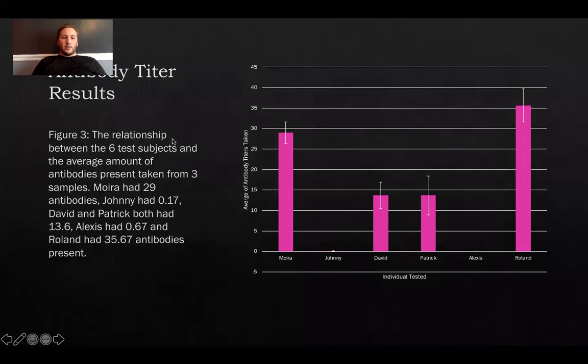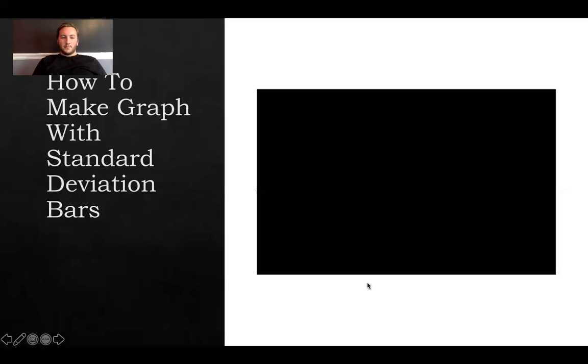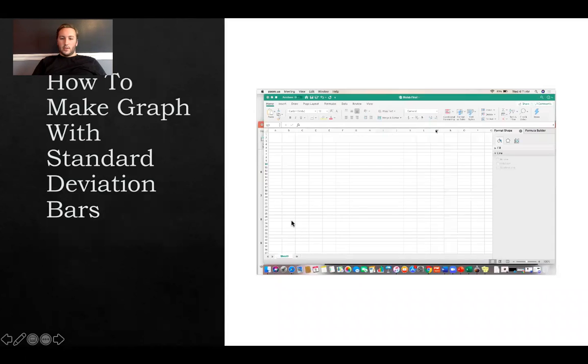And then these are the results of the titer test. The relationship between the 6 test subjects and the average amount of antibodies present, taken from 3 samples. Moira had 29 antibodies, Johnny had 0.17, David and Patrick both had 13.67, Alexis had 0.67, and Roland had 35.67 antibodies. How to make a graph with standard deviation bars.